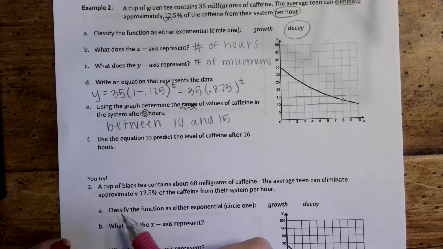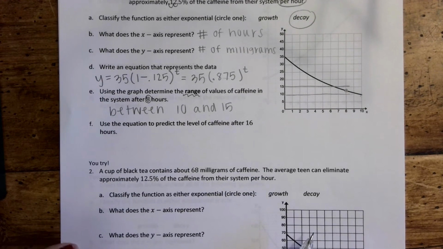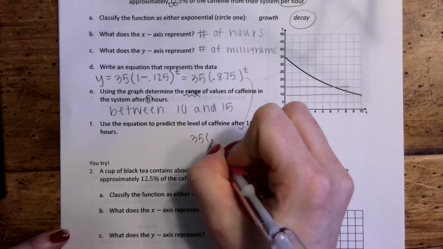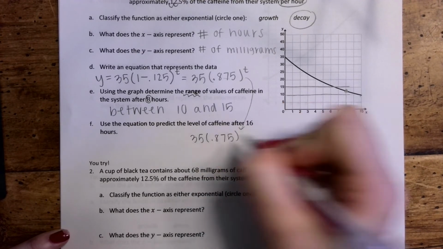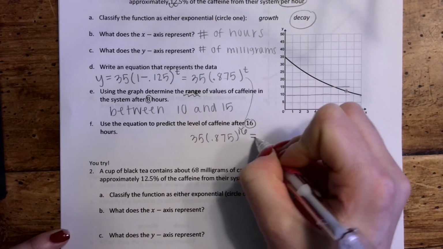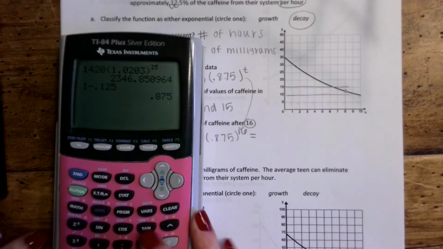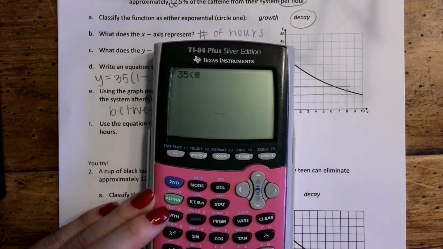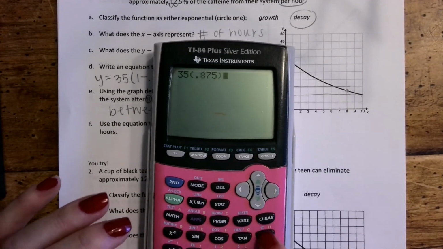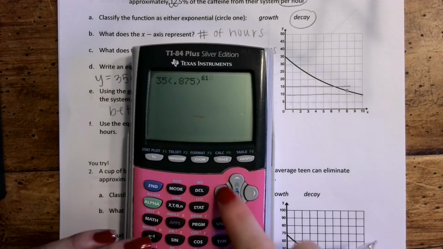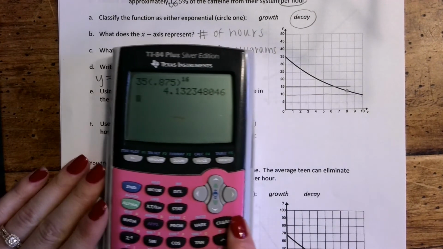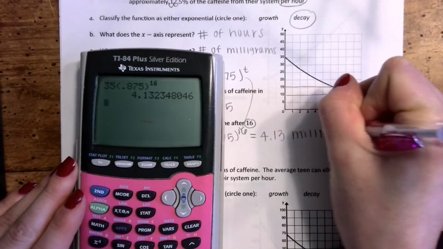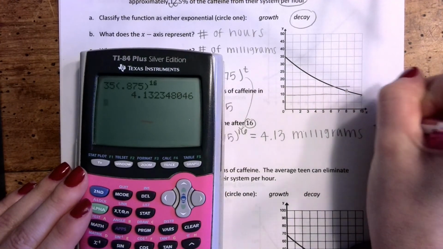And then the last one, I need to use the equation to predict the level of caffeine after 16 hours. So I'm going to be using this equation up here. I have 35(0.875) with my exponent of 16. We'll plug that into our calculator. So 35(0.875), and my exponent was 16. I got 4.13, and this is again in milligrams.